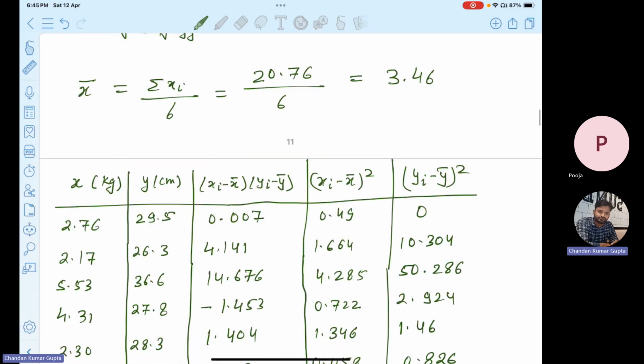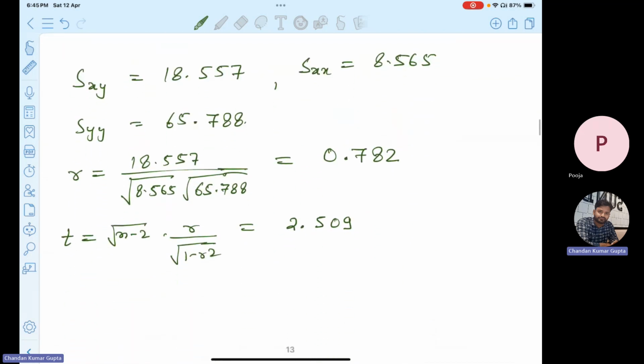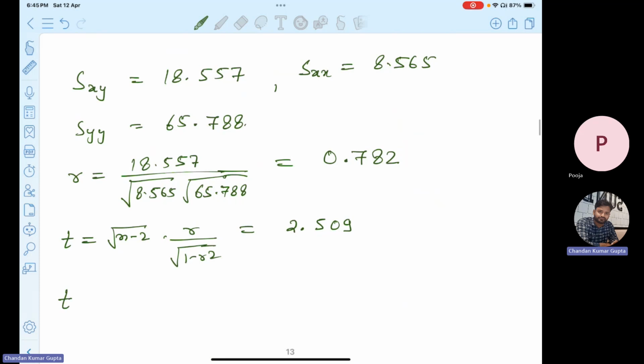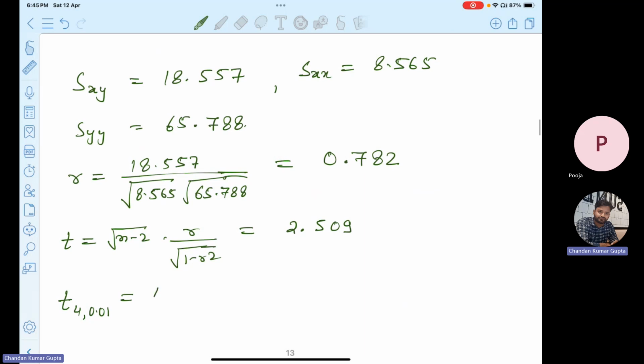So 6 minus 2, that is 4 degrees of freedom. Okay, so there are 4 degrees of freedom. So the t value at 4 degrees of freedom at the 0.01 level of significance, the critical value, is 4.604.